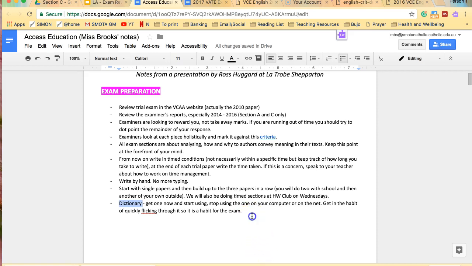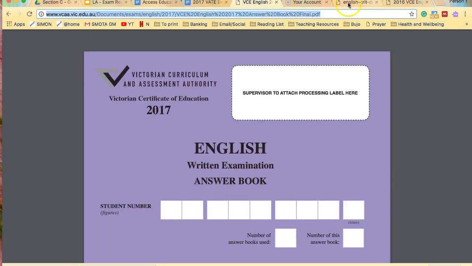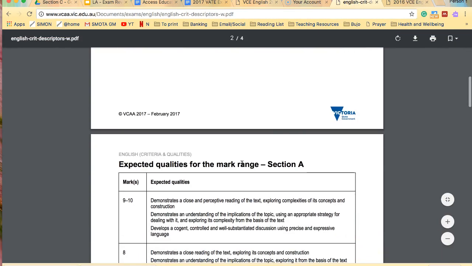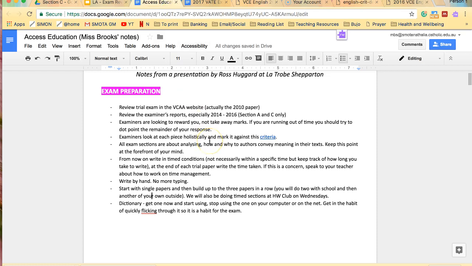All right, so key takeaways. Start writing now, by hand, record the time, and use your dictionary. You can use the VCAA website to access past papers, the criteria, etc. What we will do is we will print these and we will attach them and tick or highlight the relevant criteria so you know where you're sitting. But if you need more feedback because you don't understand how to get to the next level, then you ask us and we will do our very best to help you get there.